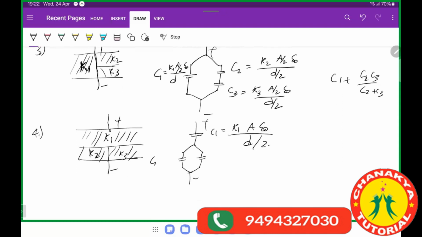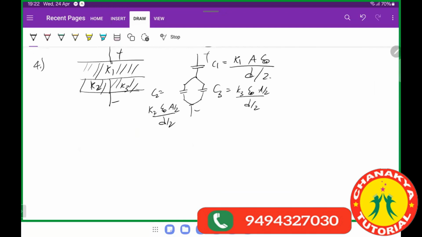Now what about C2, A or A by 2? C2 will be A by 2 and D by 2. And C3 will be the same. Exactly, very good. So C2 is K2 epsilon naught A by 2 by D by 2, and in the same way C3 is K3 epsilon naught A by 2 by D by 2.